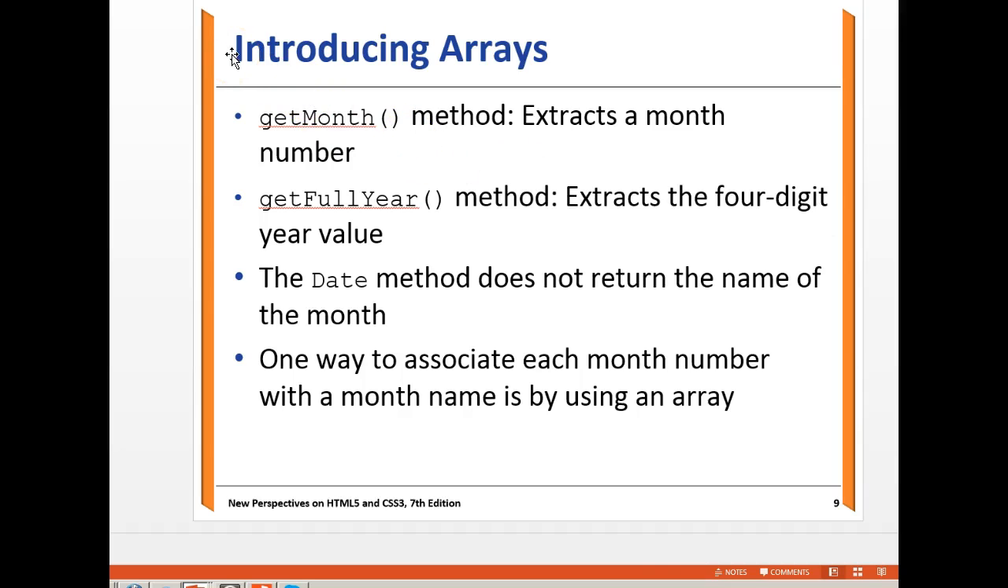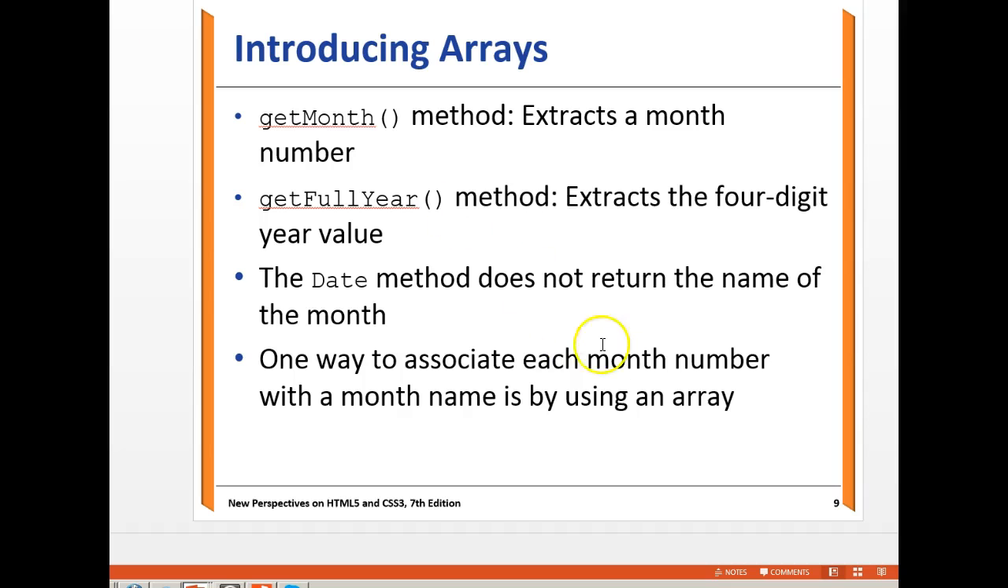Okay, the next thing that we are going to talk about is arrays. So we are going to look at arrays, and then we are going to continue with our example and complete the rest of our table. So just for the arrays, there are a few things that we are going to discuss. In here we can see the getMonth method, which you can use to extract the number of the month, and then the getFullYear method, which can extract the 4-digit year value.